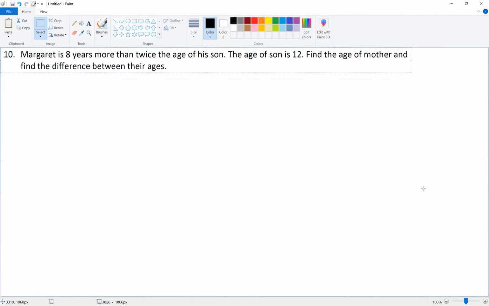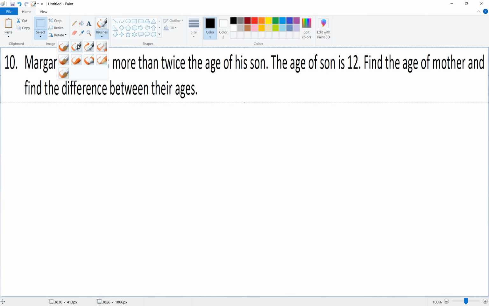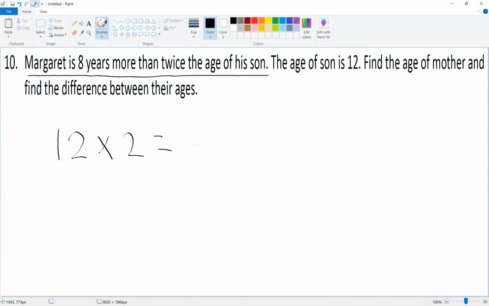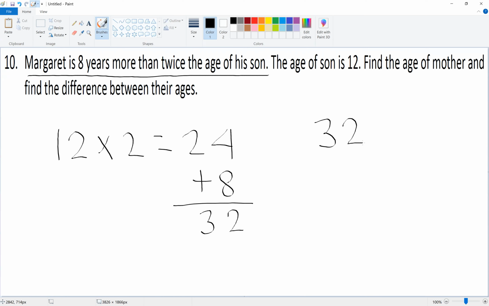Number 10, Sanmish. Okay, so Margaret is 8 years more than twice the age of the son. The age of the son is 12. Find the age of mother and find the difference between their ages. So, first I did 12 times 2. I got 24. And then I added 8, which is 32. So that would be the mother's age. And then I did 32 minus 12. And that would be 20.